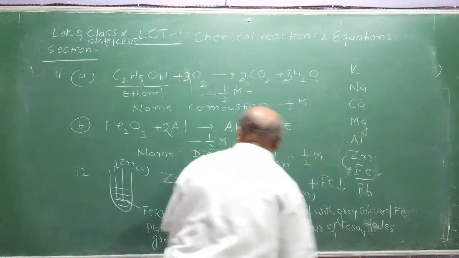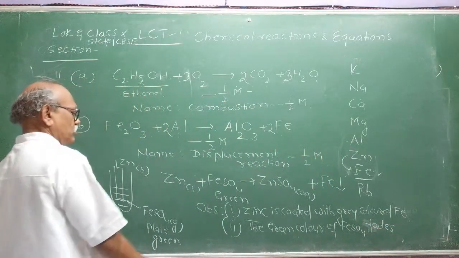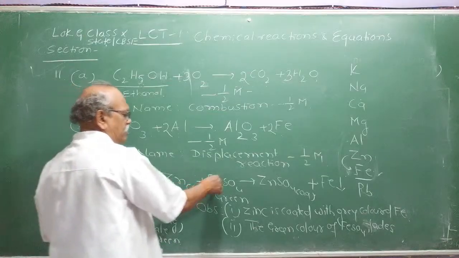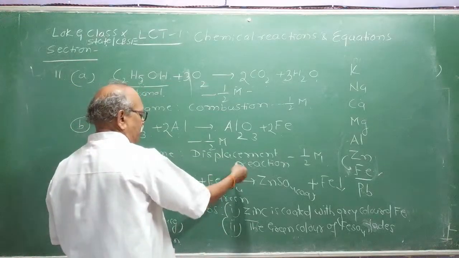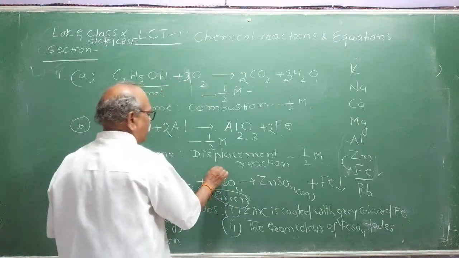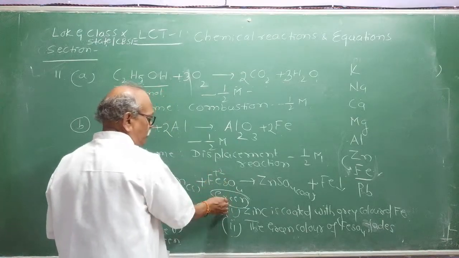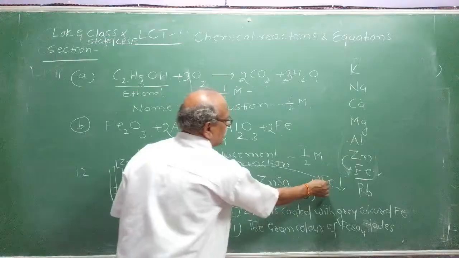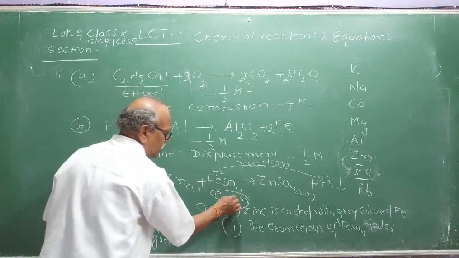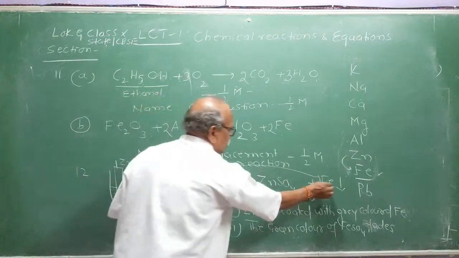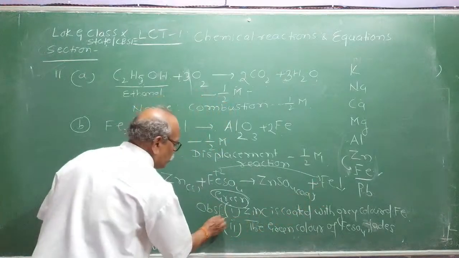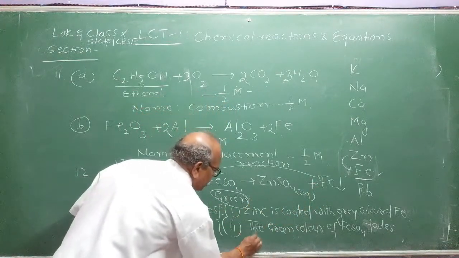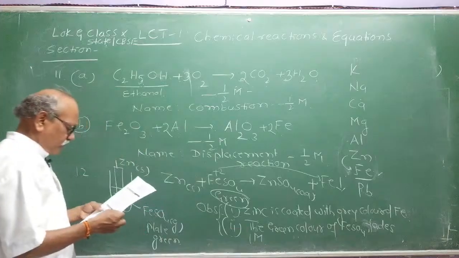Because more and more iron displaces, and the green color is due to Fe2+ ions. As Fe2+ ions are converted to Fe, the concentration of ferrous sulfate decreases. So therefore the color fades. These are the two observations, half mark for each. You will get 1 mark.